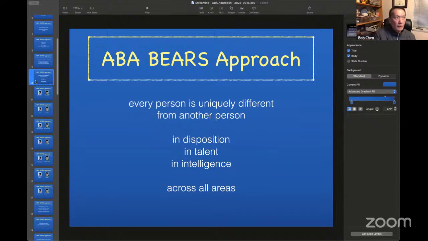We oftentimes make assumptions that everyone else in the world is similar to ourselves. And that is absolutely not true. People are different in their disposition from each other, in their initial abilities and their talents and their intelligence across a lot of different areas. At birth, they are different, one person from another, across every single area.